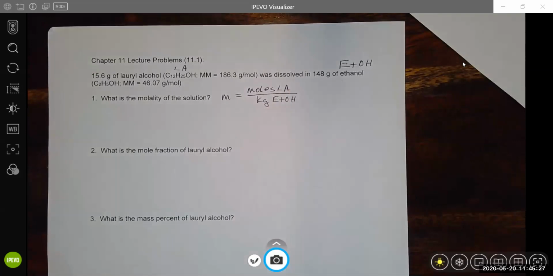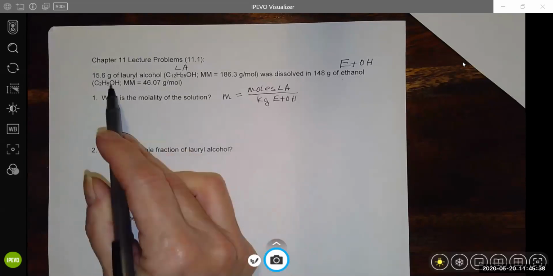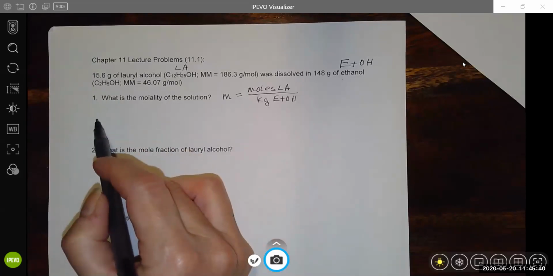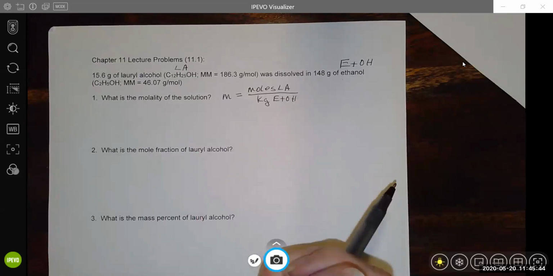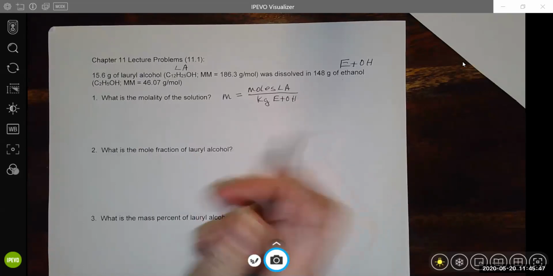It's important to get your definitions down and have those handy in order to do these calculations. So we need moles of lauryl alcohol, and we have grams, so we have to do a grams to moles calculation. We need kilograms of ethanol, and we have grams, so we have to do a little unit conversion. So the moles first.